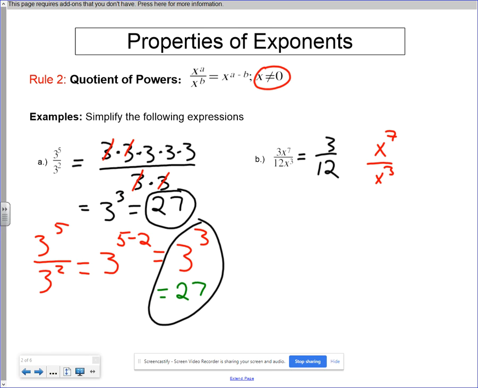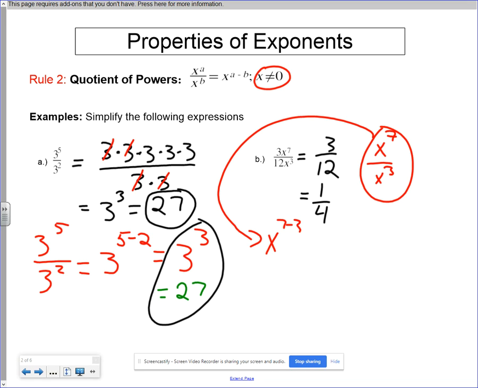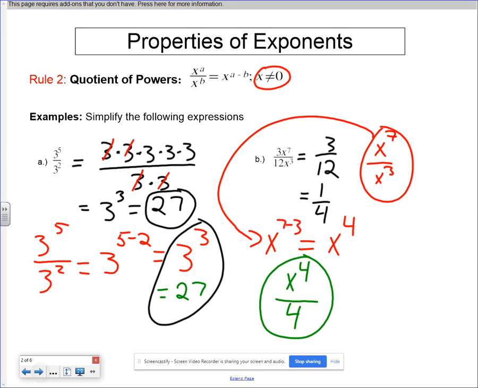So we know 3 over 12 reduces to 1/4, and now with our x to the 7th over x cubed, we can use our new quotient of powers rule. So we'll just take x to the 7 minus 3, and 7 minus 3 we know is 4. Now we'll combine our terms back together to get x to the 4th over 4 as the simplification of that expression. So these rules allow us to save time while simplifying these expressions.